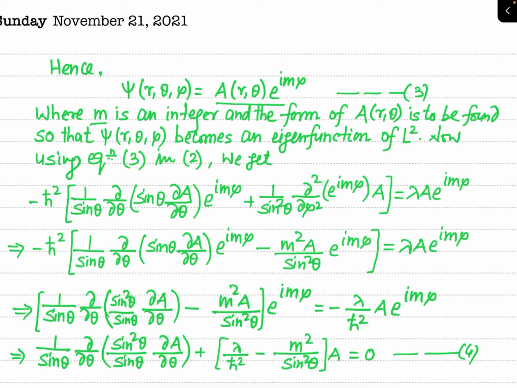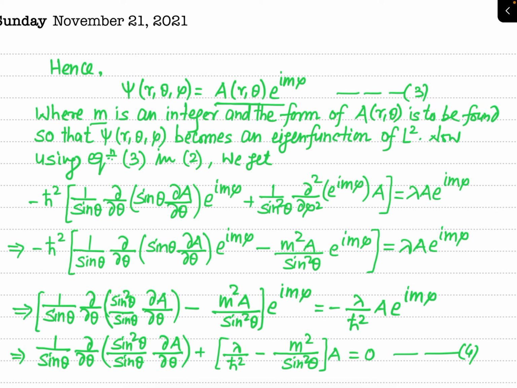Now, if your aim is to find the eigenfunction of the operator L square, and in this equation 3 we have defined the eigenfunction of the operator Lz, then there is only one task, only one problem for you. You have to find the form of this constant a of r theta in such a way that this function psi of r theta phi then becomes the eigenfunction of the operator L square.